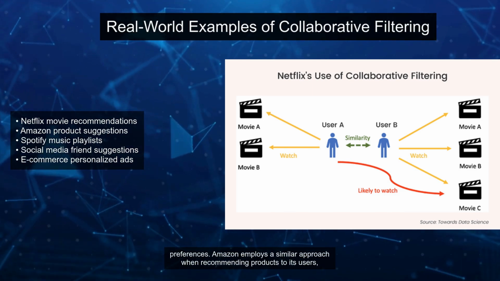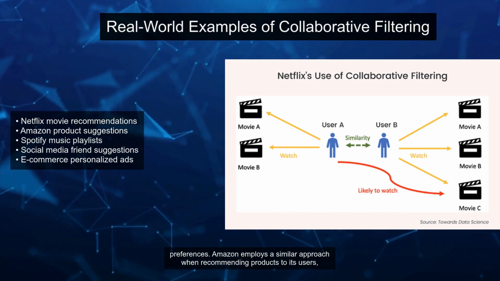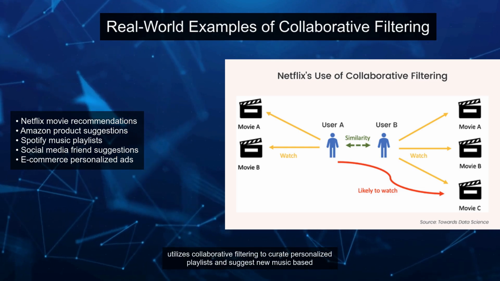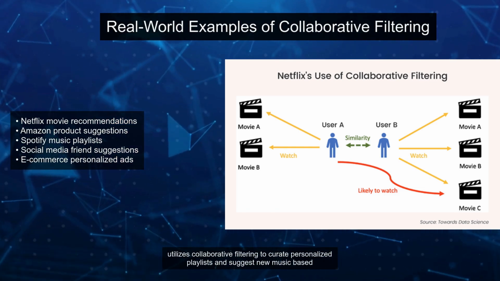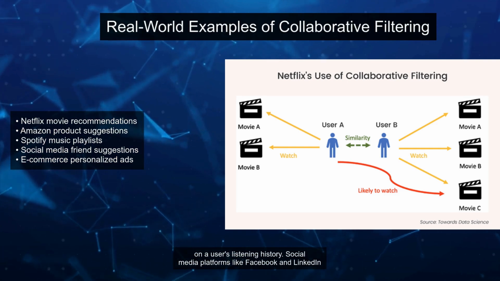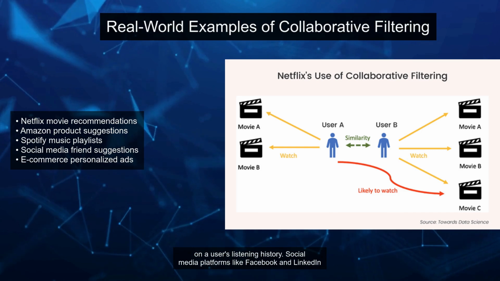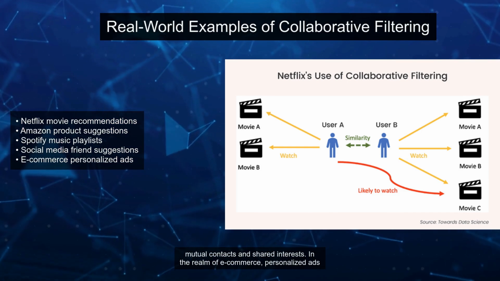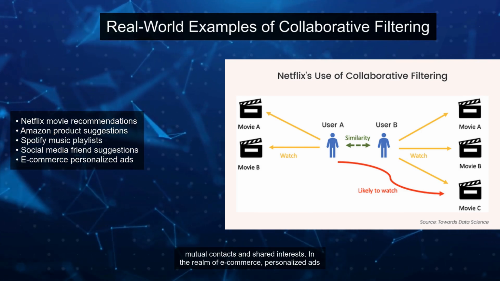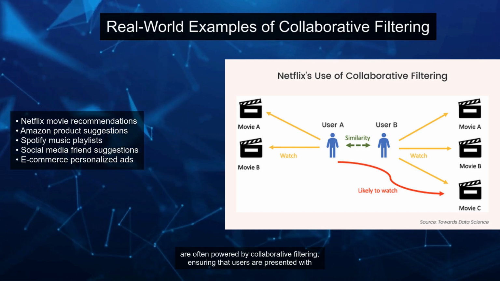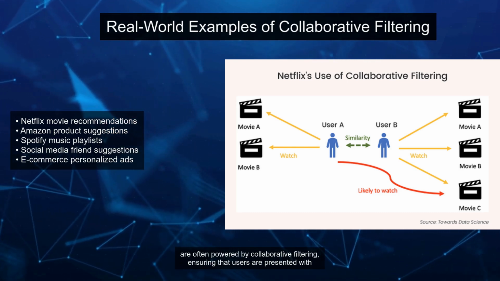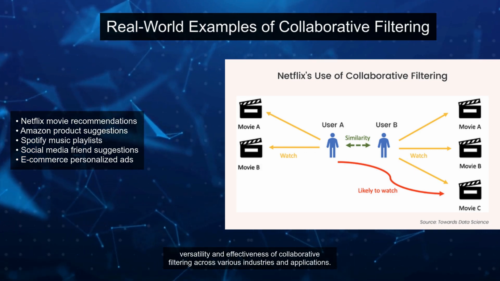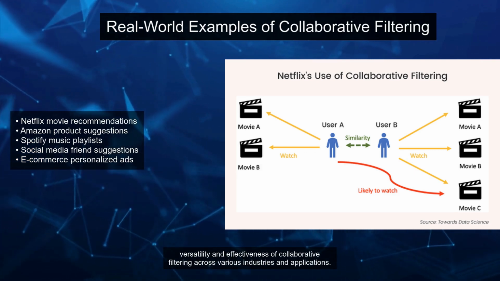Amazon employs a similar approach when recommending products to its users, using collaborative filtering to identify products similar users have purchased. Spotify also utilizes collaborative filtering to curate personalized playlists and suggest new music based on a user's listening history. Social media platforms like Facebook and LinkedIn use collaborative filtering to suggest new friends or professional connections by analyzing mutual contacts and shared interests. In the realm of e-commerce, personalized ads are often powered by collaborative filtering, ensuring that users are presented with products that are likely to pique their interest. These examples highlight the versatility and effectiveness of collaborative filtering across various industries and applications.